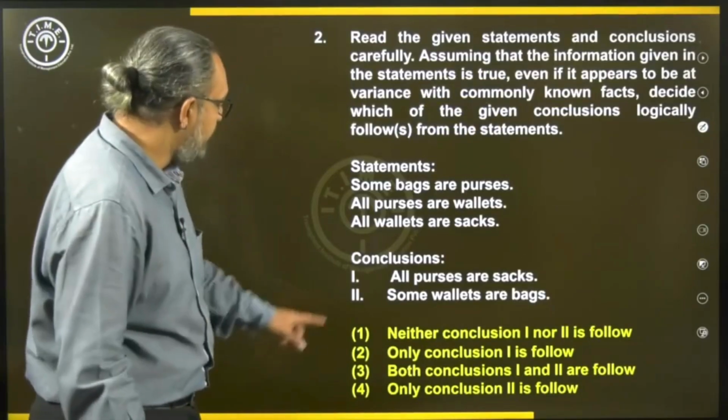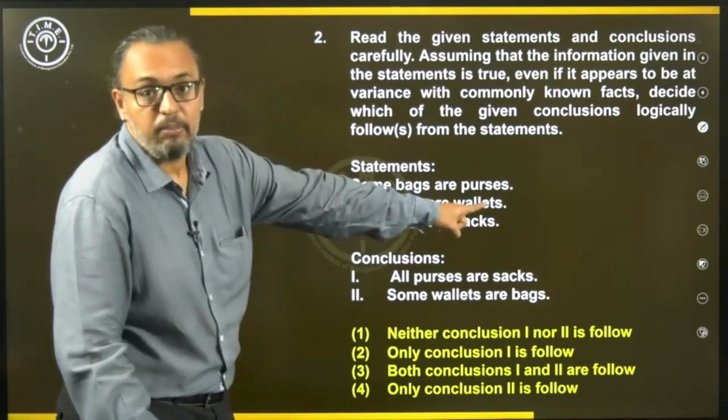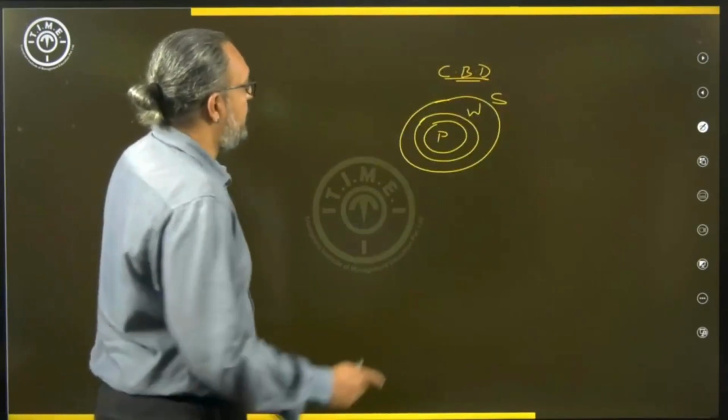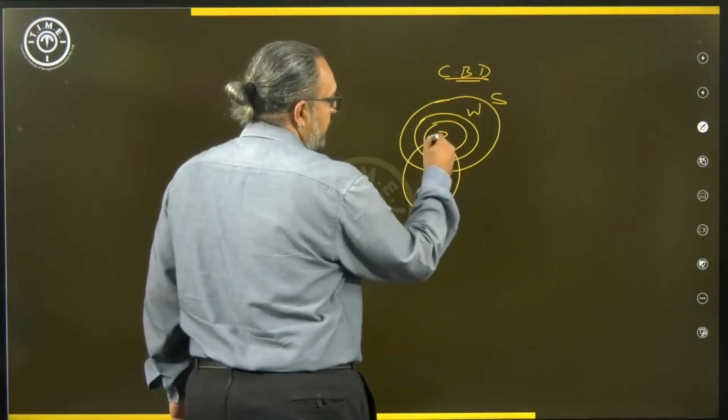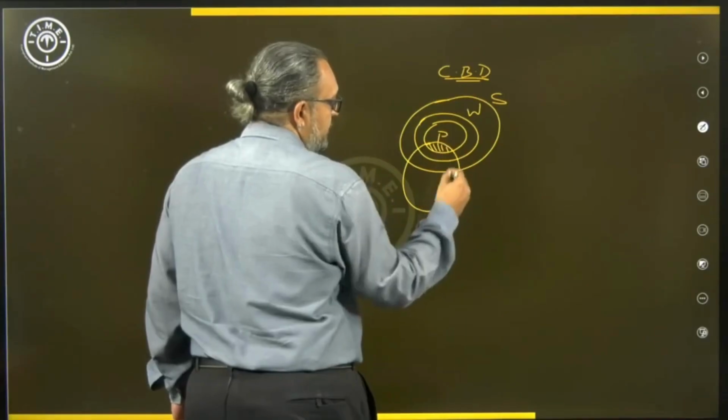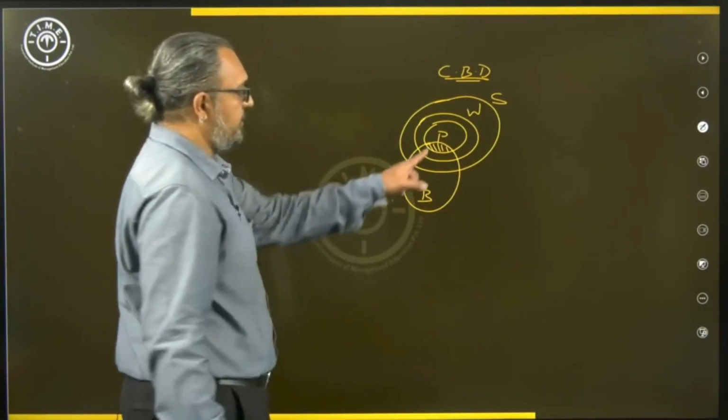Correct? Then what else do we have? Some bags are purses. Some. So you have purses here. So some bags are purses like this. So this is the region that he is asking.